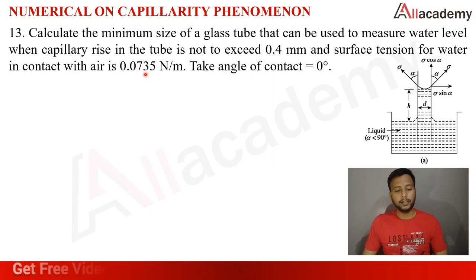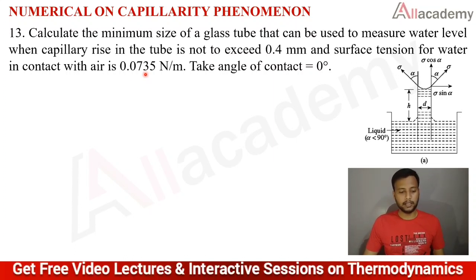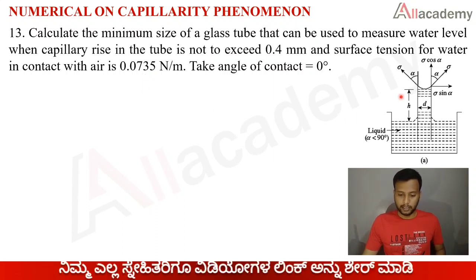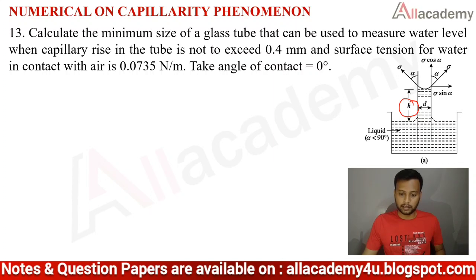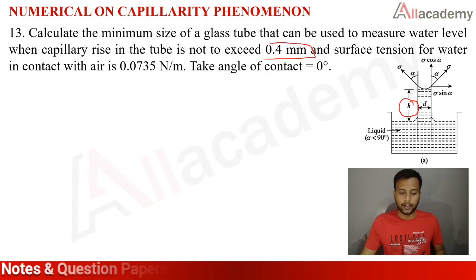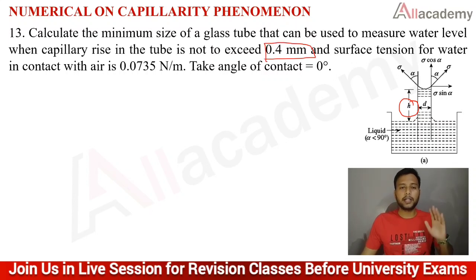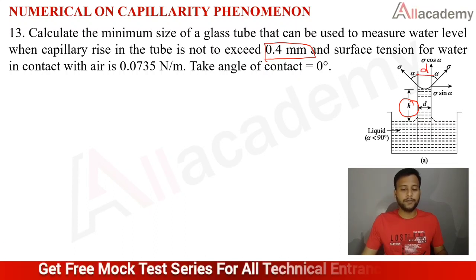Now here you need to calculate. He says the capillary rise should not exceed a value, so in this numerical he has already given an h value. This is also on capillary rise. This h means the height to which the liquid moves upward when the tube is immersed, and that should not cross 0.4 mm. Within that limit, I need to calculate the diameter of this tube.